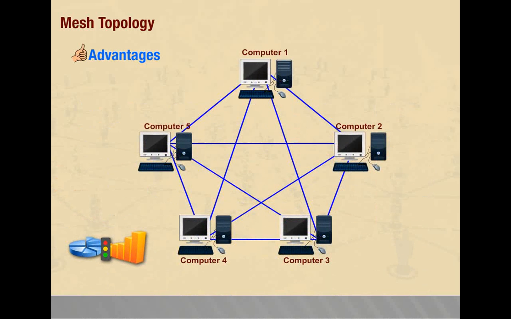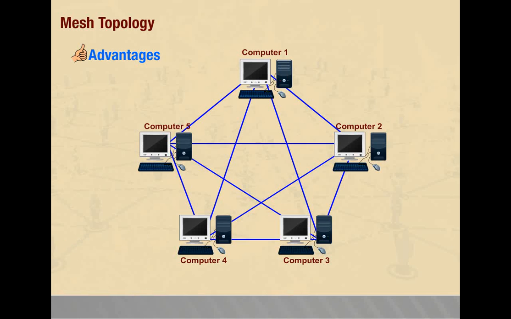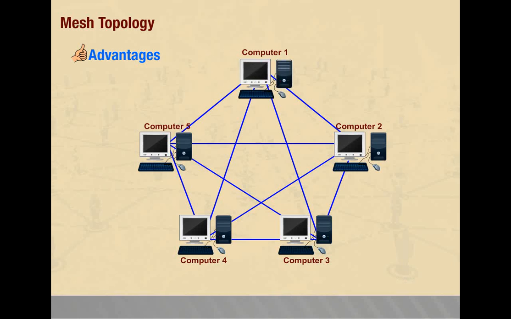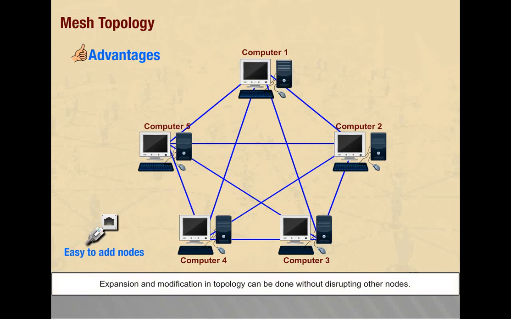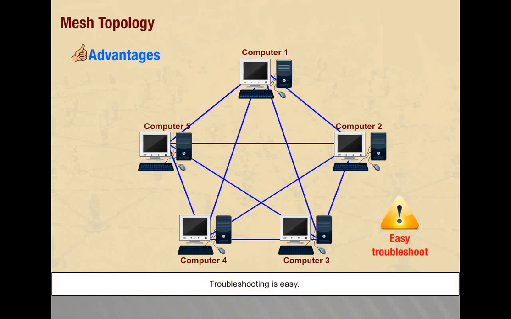Advantages: data can be transmitted from different devices simultaneously. This topology can withstand high traffic. Even if one of the components fails, there is always an alternative present, so data transfer does not get affected. Expansion and modification in topology can be done without disrupting other nodes. Troubleshooting is easy.